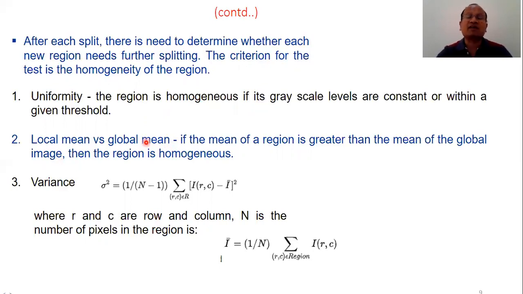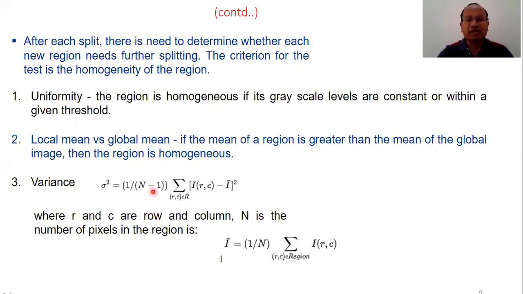Second is local mean versus global mean. As I have told you, the criterion may be local or global. If the criterion is based on the mean, we call it the local mean or global mean. If the mean of a region is greater than the mean of the global image, then the region is homogeneous. It depends on how we are choosing the threshold. And then, as I talked about mean and standard deviation, similarly, variance can also be used as one of the criteria to compare the similarity or uniformity between the two regions.